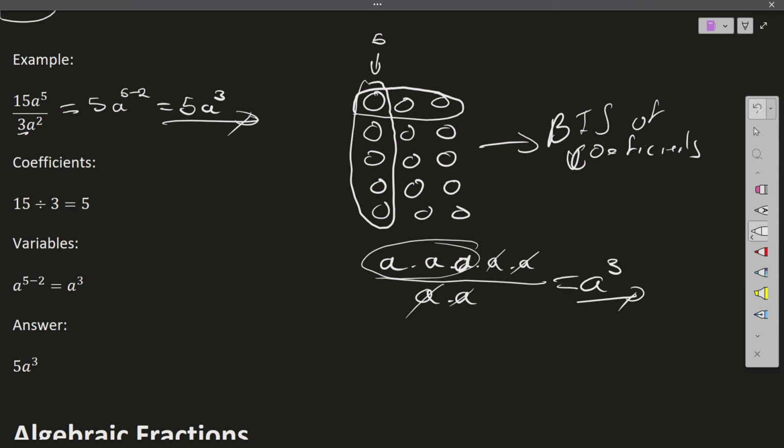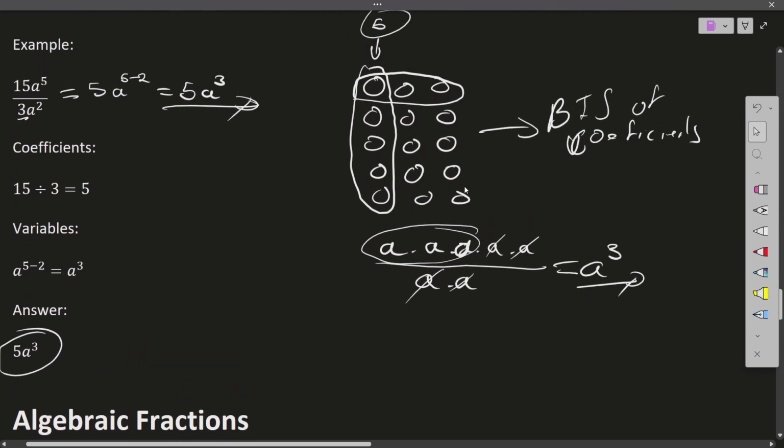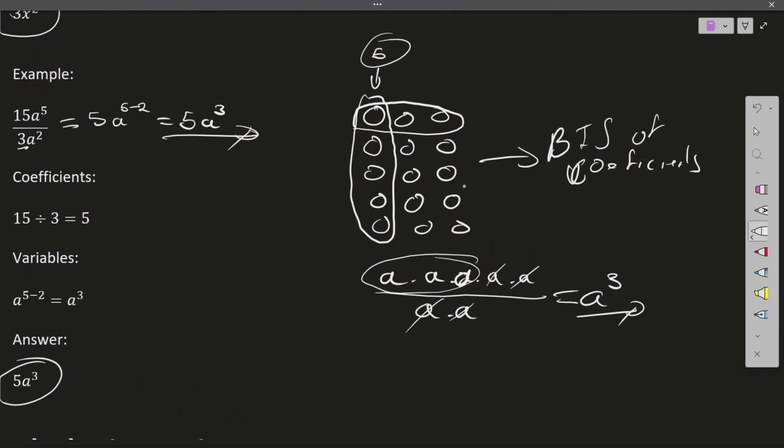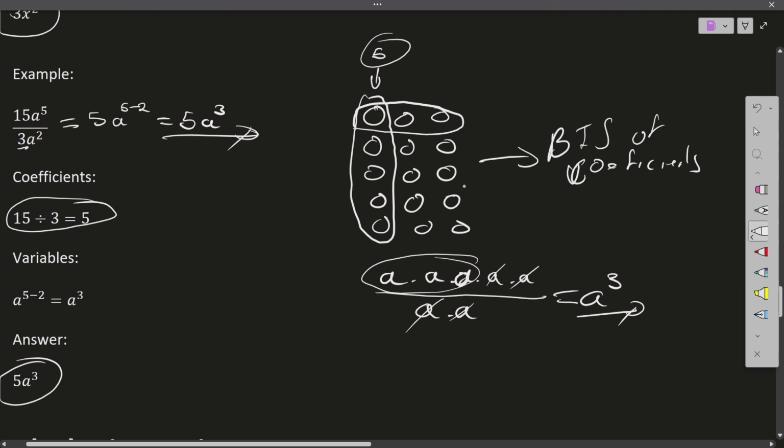You get it? I hope you do. And if you don't, you can just rewind. Okay? Alright, so we have a to the power of 3. So here is your final answer, 5a to the power of 3. Remember, you keep the a as it is, and you keep the coefficients as they are. Alright, so we were doing this using the division sign here.